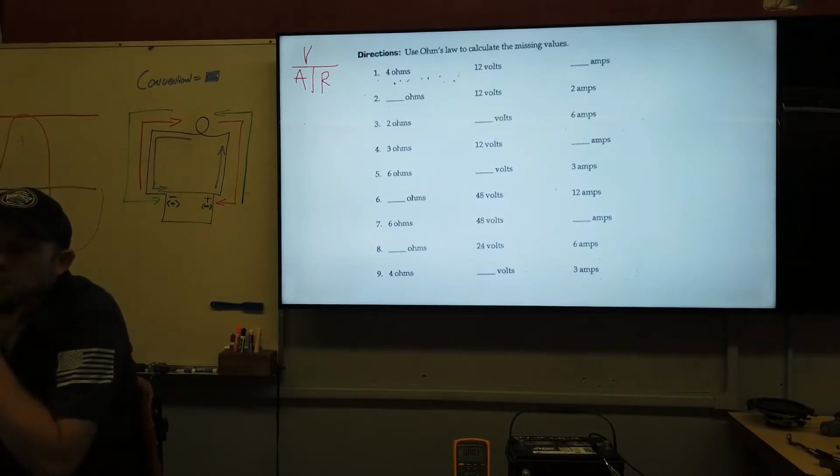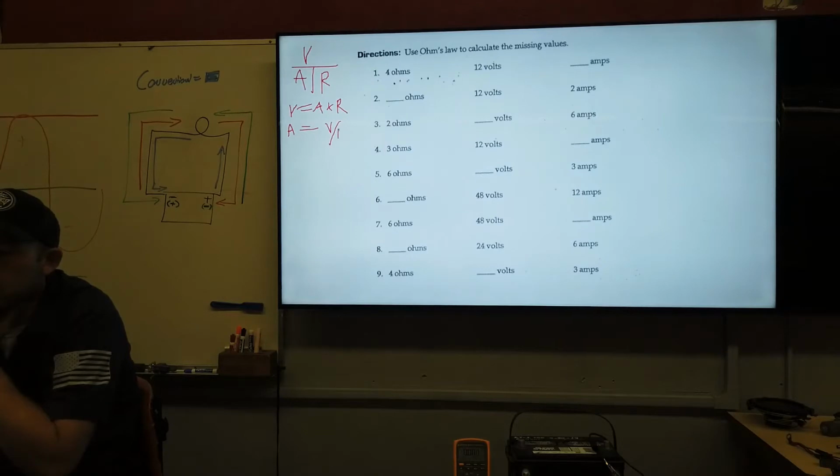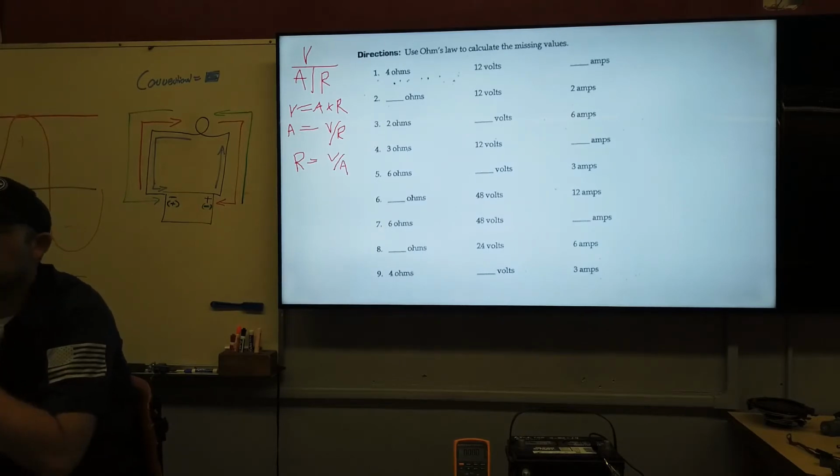And then we know that volts equals amperage times resistance. And then amperage equals voltage divided by resistance. And then resistance equals voltage divided by amperage. All right.